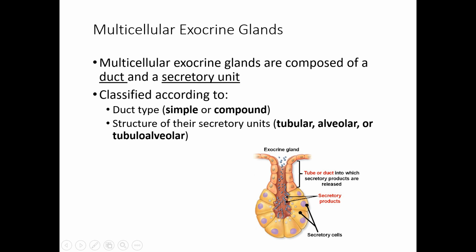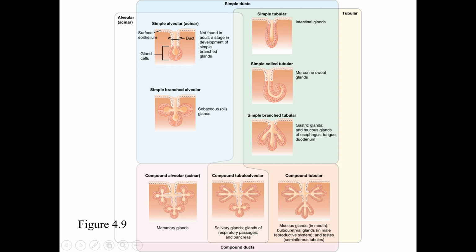You're supposed to know classification of the exocrine glands. They are classified by the duct type, simple or compound. Simple, it means they have only one duct. And the structure of their secretory units, the shape of it. Let's talk about it.